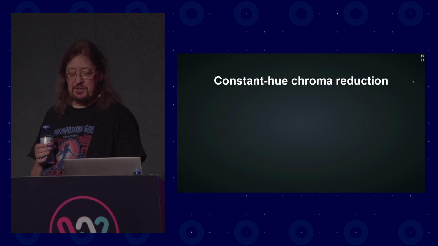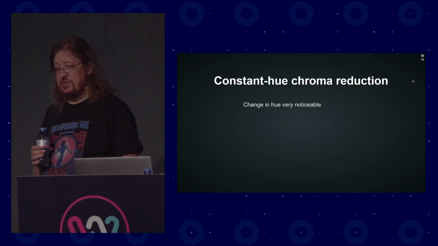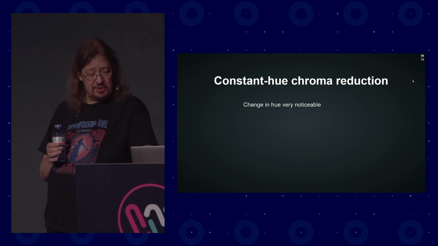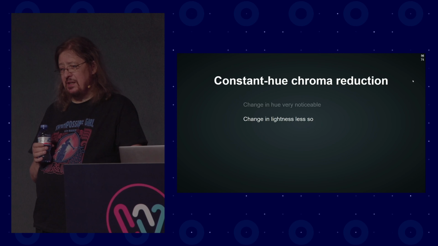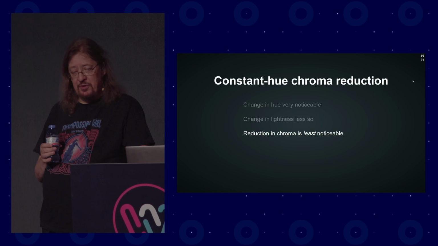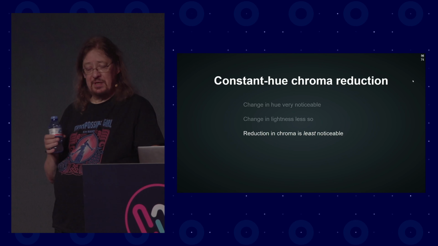And it's called constant hue chroma reduction. That's the technical name for it. Because changes in hue are really noticeable. They're really awkward. If you change the lightness a bit, it's too light, too dark, it's less noticeable. If you reduce the saturation, reduce the chroma, you're recognizing it as the same color.